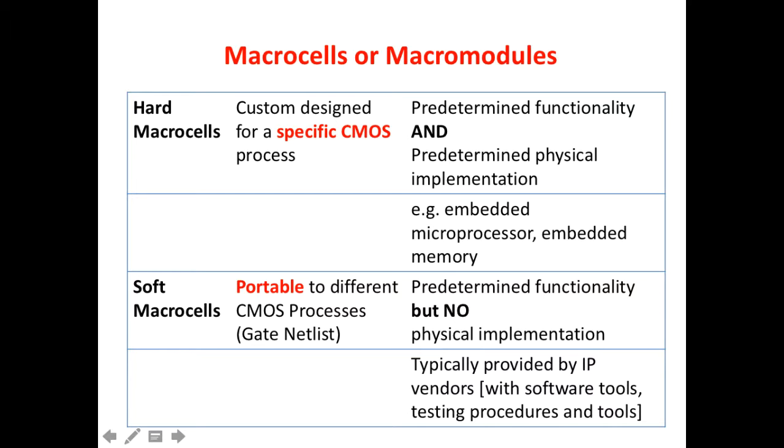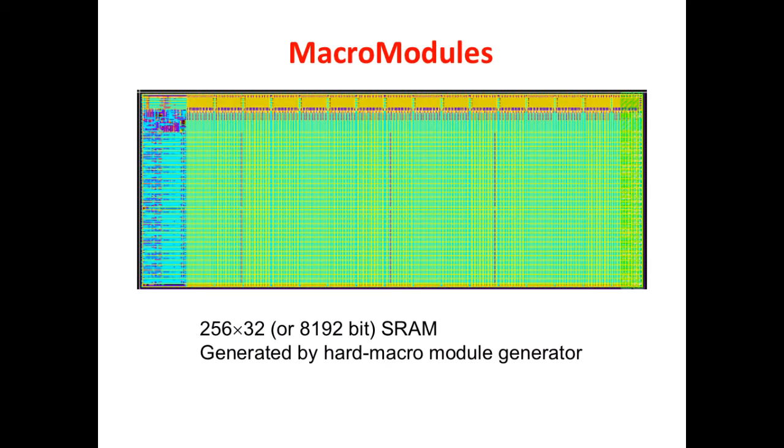Instead, with a soft macro cell, you can port it to a different CMOS process because you have a gate netlist and then you can perform the placement and routing again. Okay, so in the first case, you have better optimization but less flexibility. In the second case, you have less optimization, but of course, good flexibility in terms of portability in this particular case. There are these two different options. Okay.